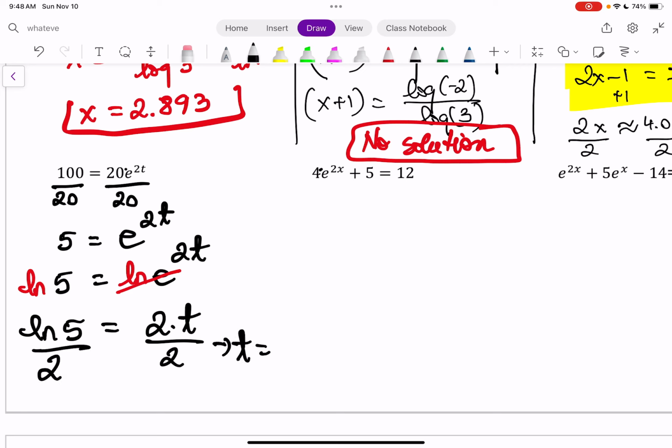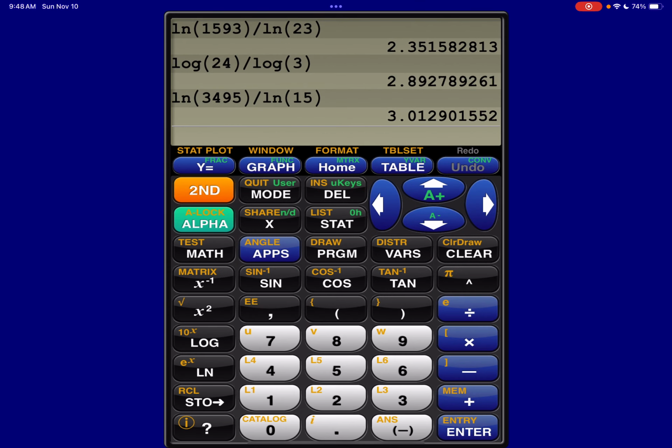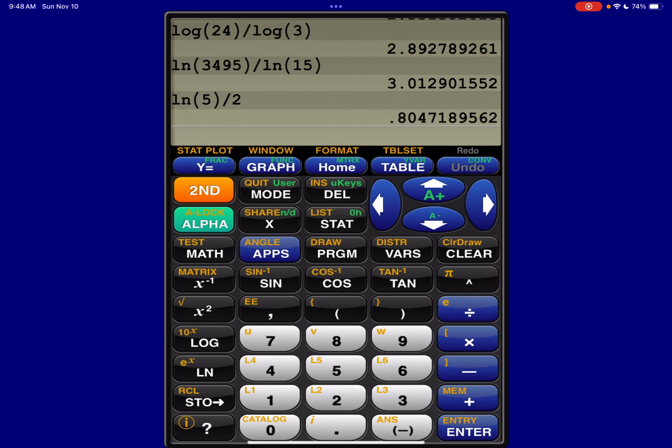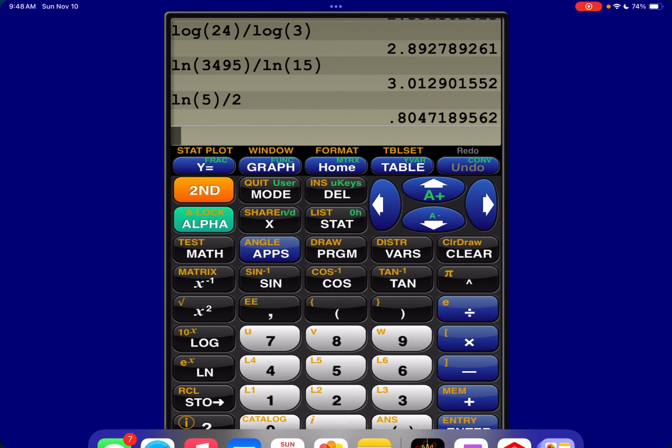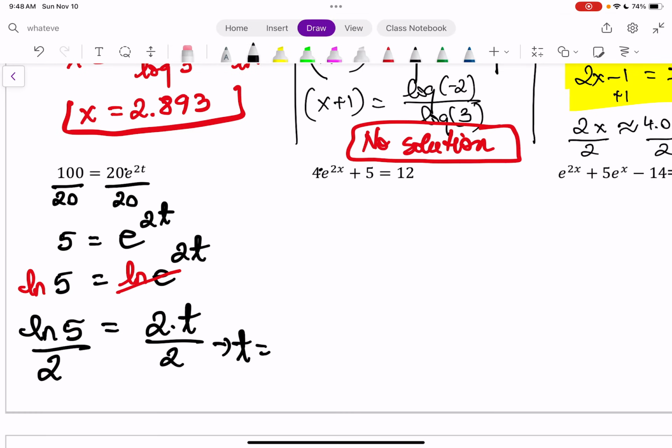So natural log of 5, always close the parentheses, divided by 2, because otherwise your calculator will think that you're dividing 5 by 2, in other words, 2.5, and not that the natural log value gets divided by 2. So 0.8047 here. Four decimal places.